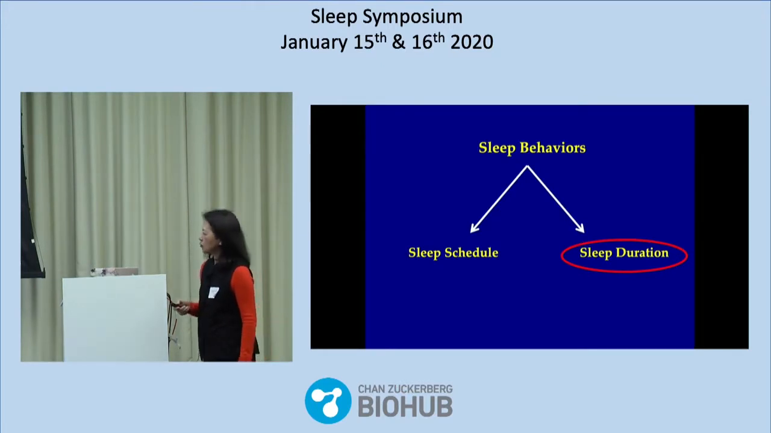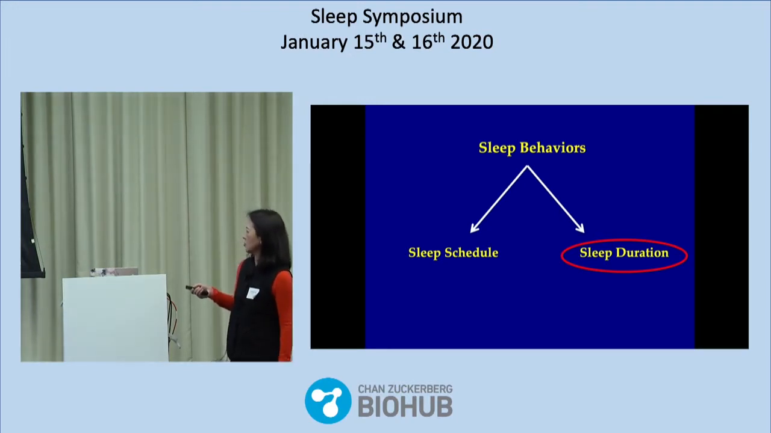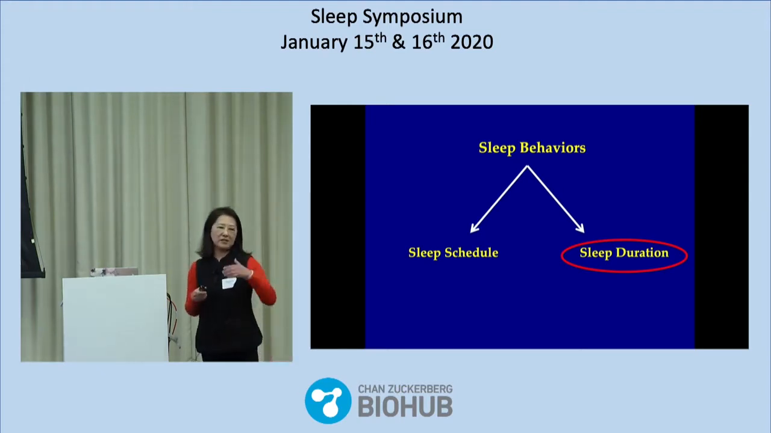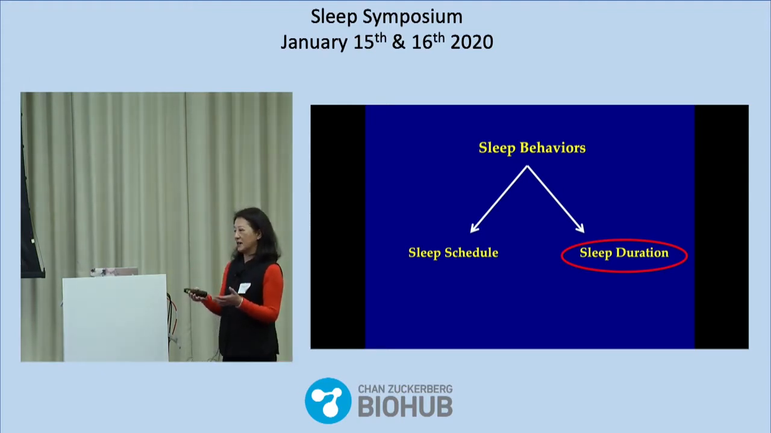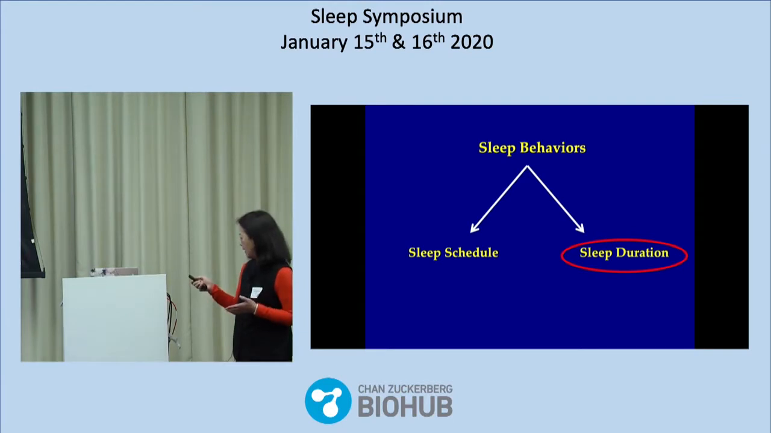So our group, as Louis said, as a whole, is interested in only two aspects of human sleep, because human sleep behavior is so complex, right? We're only interested in sleep schedule and sleep duration. Sleep schedule is really about what is the best time for you to go to bed and the best time for you to get up. A lot of that is regulated by circadian rhythm. The other aspect is sleep duration, which is about how many hours of sleep will be best for you to get.